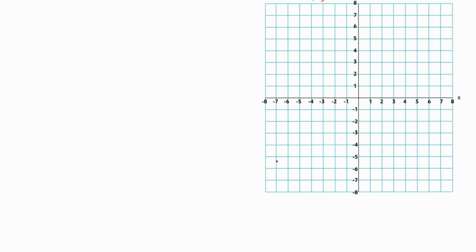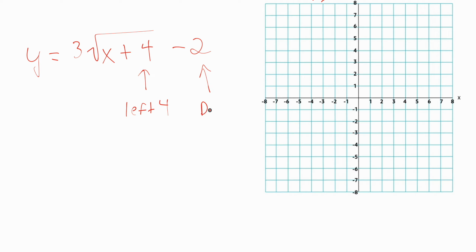Let's look at one more. y equals 3 root x plus 4 minus 2. So again, this is going to be moving left 4 units. This is going to be going down 2 units. Left 4, down 2. So I know my new starting place is there. I haven't changed the direction left-right. So I'm going to anticipate that the action is going to happen this way. My new domain is going to be greater than or equal to -4.